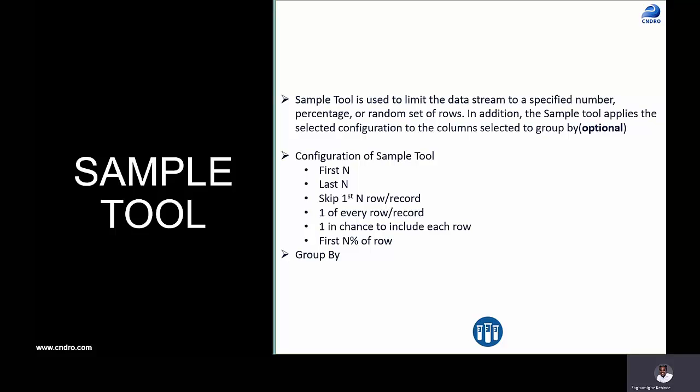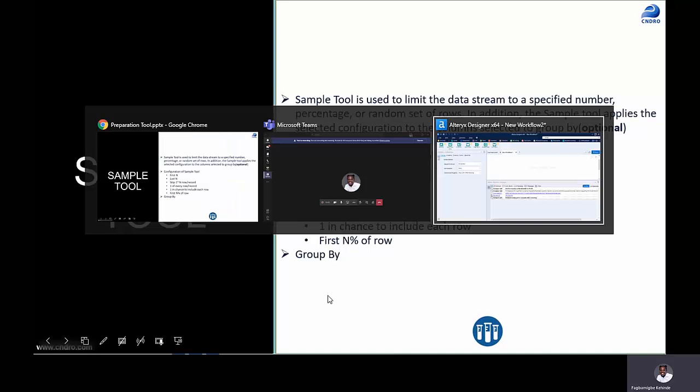So for example, you have 100 records. You can configure your sample tool to just give you the first 10 records or the last 10 records. We're going to look at how to use the sample tool in Alteryx and see how to use that to achieve a particular result. So let's move to Alteryx and see how to use the sample tool.